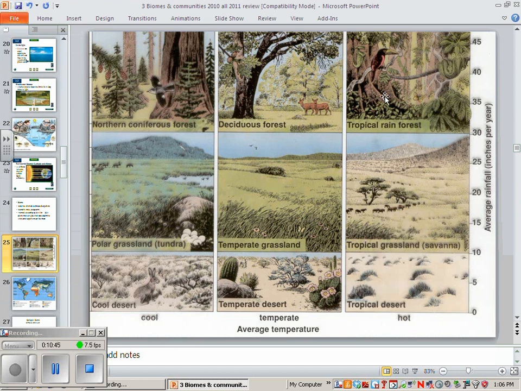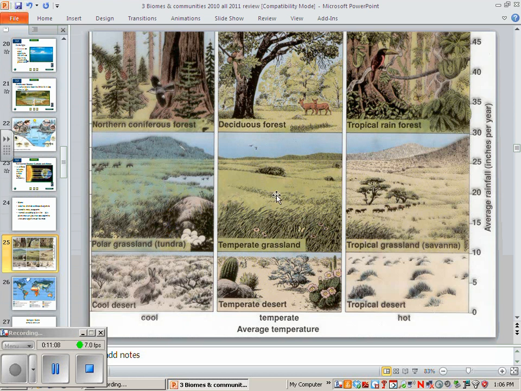The tropical rainforest, on the other hand, stays warm all year round with high levels of rainfall. This particular one is the one that has the canopies and the different layers with the understory. Tundra can either be a polar grassland or it can be a cold desert. It depends on how the term is being used in the book.